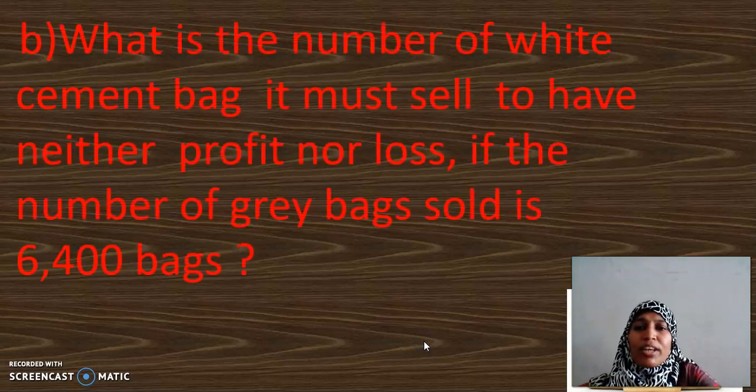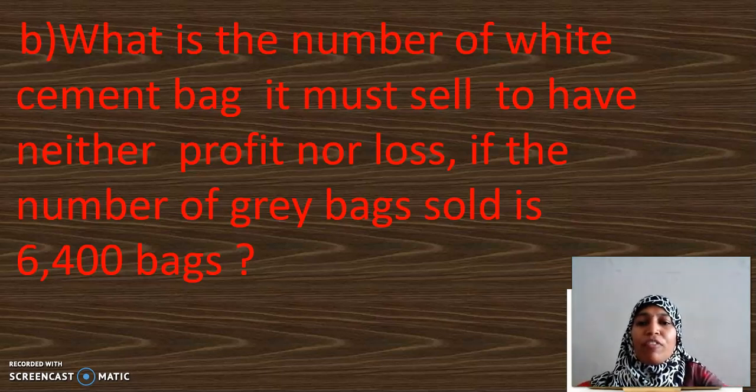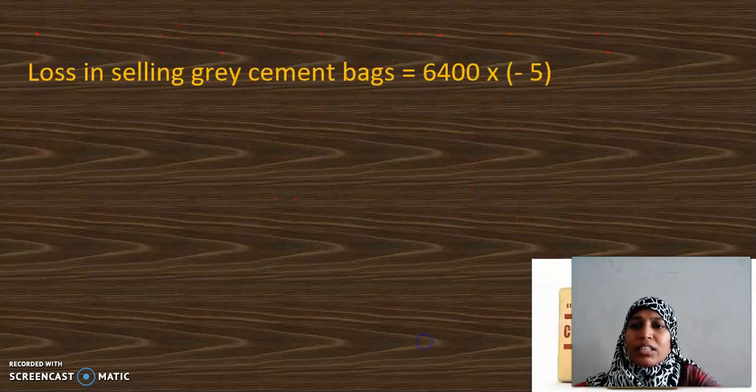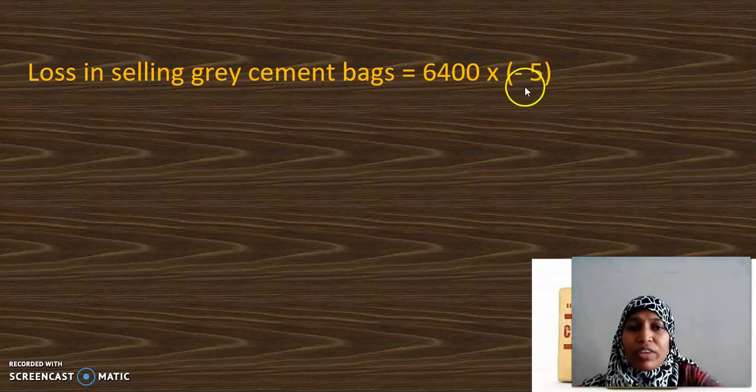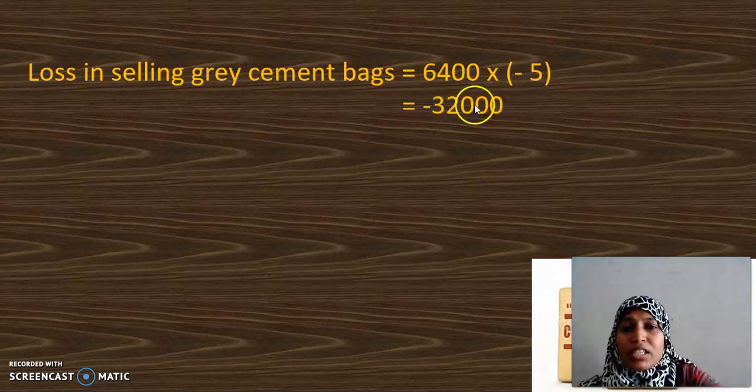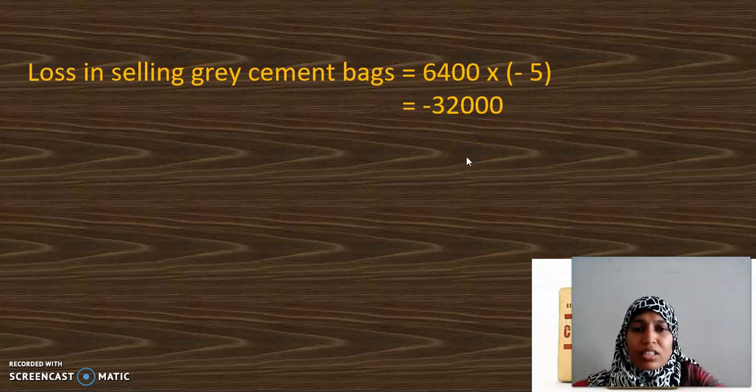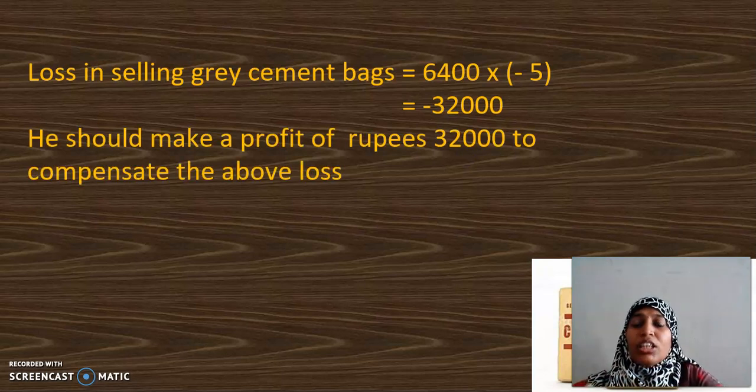Now, the next question is, what is the number of white cement bags it must sell to have neither profit nor loss if the number of grey bags sold is 6,400 bags? He is selling 6,400 bags and he is getting a loss. So, into minus 5, his answer is minus 32,000. To compensate this loss, he should get a profit of rupees 32,000. That's what I have written. He should make a profit of 32,000 to compensate the loss.